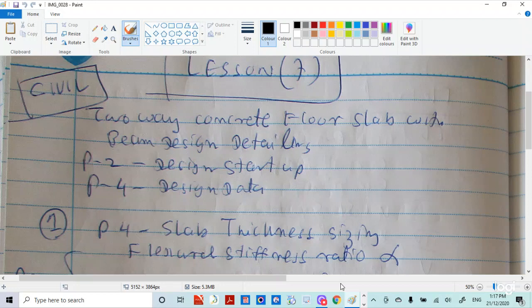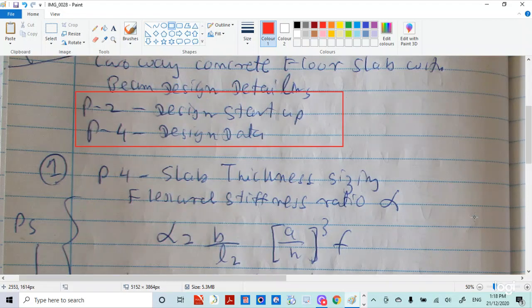The outline must be design and detailing, and design start up. Page number 2, design start up. Now page number 4, design data. So in this paper, firstly we study page number 2, where we do the design start up, and then on page number 4, the design data will be provided.